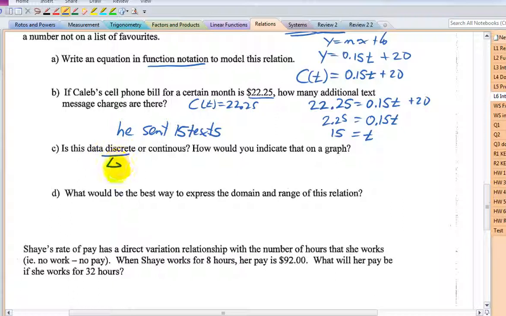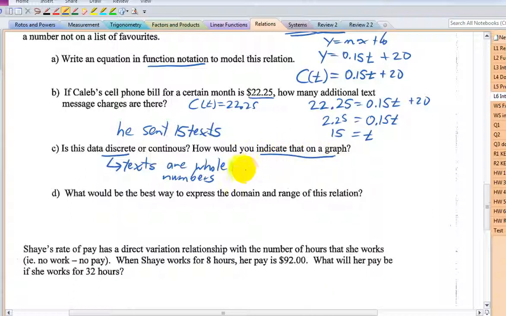Discrete. And the reason why is because you only send one whole complete text message. So texts are whole numbers. Absolutely, right? No one can send half a text message. You can send a garbage message because you can't type properly, or you press send too soon, but it's still one whole message that was sent. How would you indicate that on a graph?